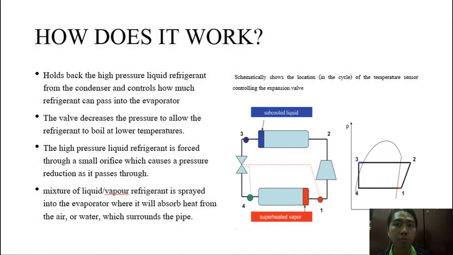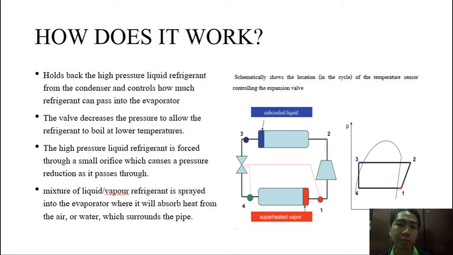The valve holds back the high pressure liquid refrigerant from the condenser and controls how much refrigerant can pass into the evaporator. The valve decreases the pressure to allow the refrigerant to boil at a lower temperature. The high pressure liquid refrigerant is forced through a small orifice, which causes a pressure reduction as it passes through. During this pressure reduction, some of the refrigerant will vaporize and the rest will remain as liquid.